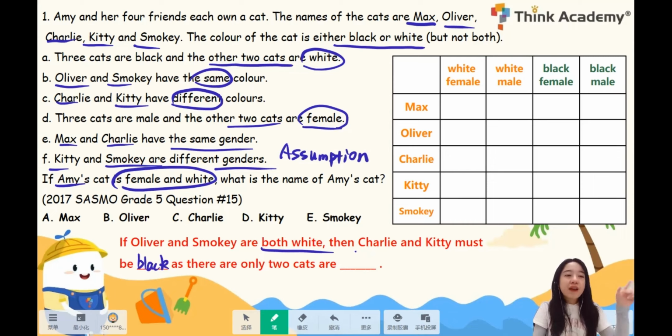Because condition A just tells us only 2 cats are white, I can eliminate the other options. Try to do the assumption, which can help you get some conclusions directly. For example, here, if Oliver and Smokey are white, we don't know whether they are female or male, but at least we know the other 2 cats, Charlie and Kitty, must be black.